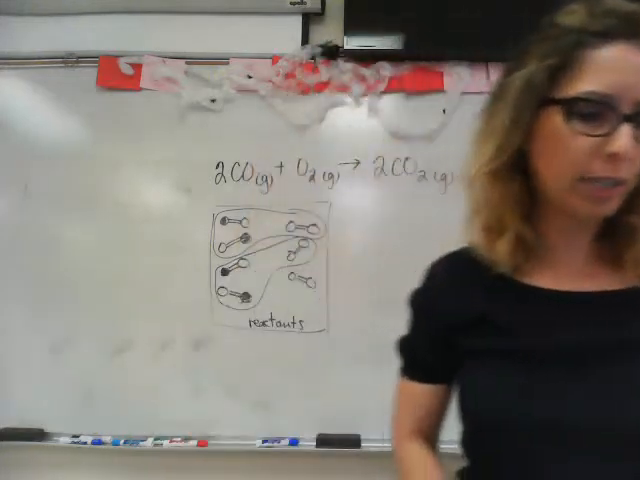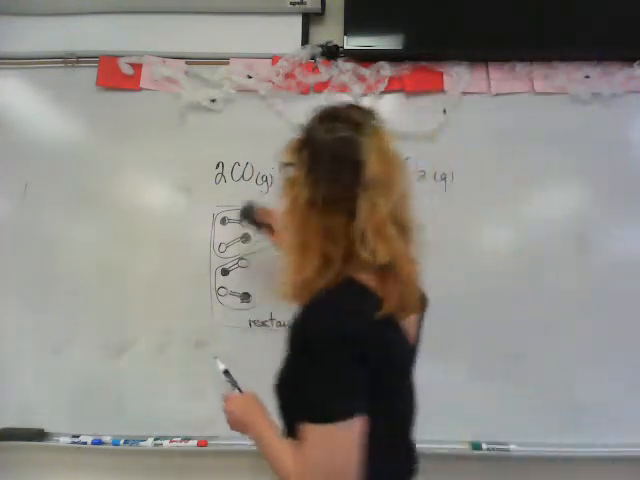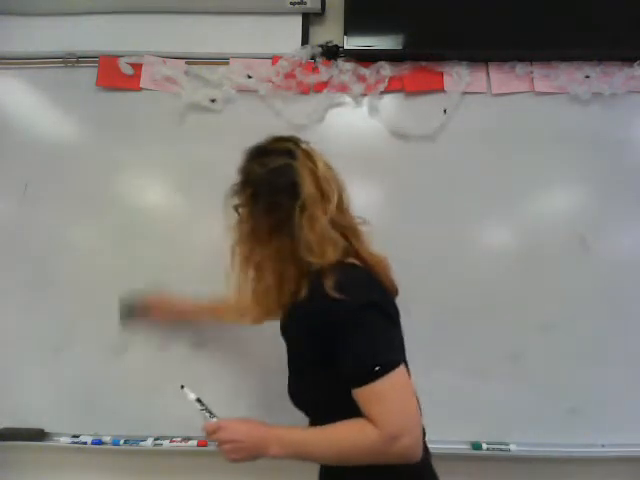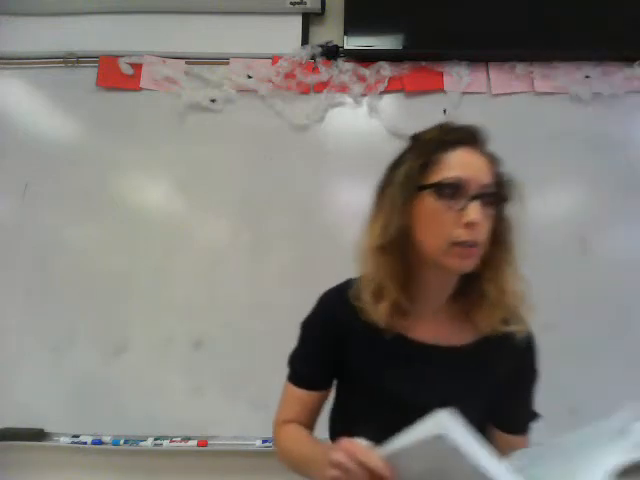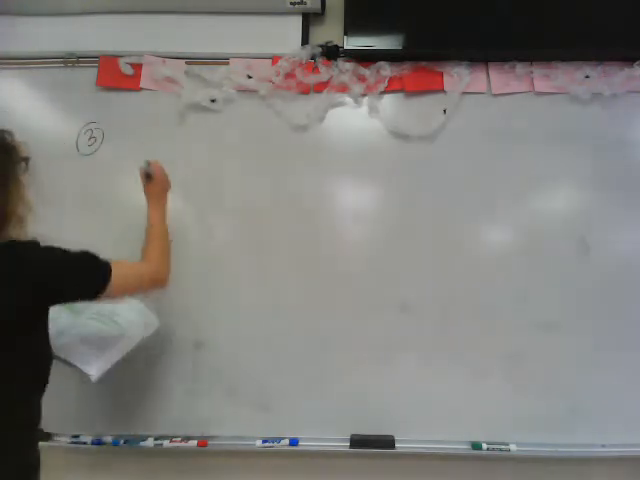Okay, so what we're going to do is incorporate this into some actual math problems. So what I want you to do is take a look at the practice problem set on limiting and excess stoichiometry. Okay, we're just going to take a look at problem number 3. Okay, problem number 3 says when ammonia is passed over hot calcium.